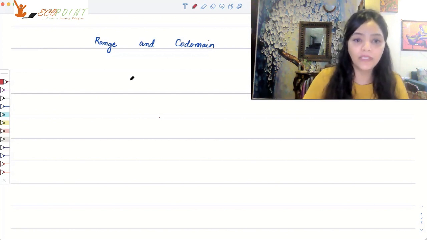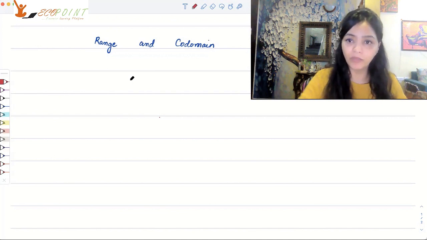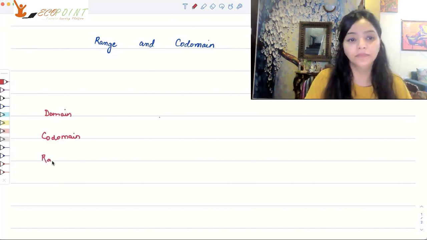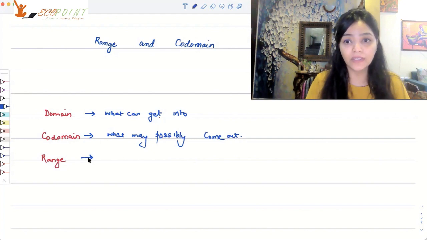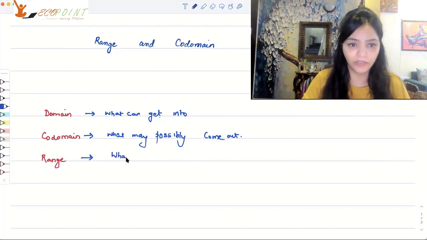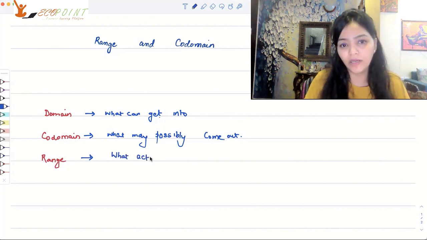So we can say that the three important parts to a function are domain, codomain, and range. Domain essentially means what can get into the function. Codomain means what may possibly come out. And range is a set of actual output. And that's what we will be actually talking about today. What actually comes out is range.